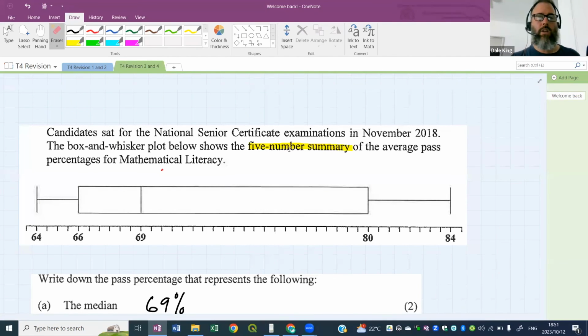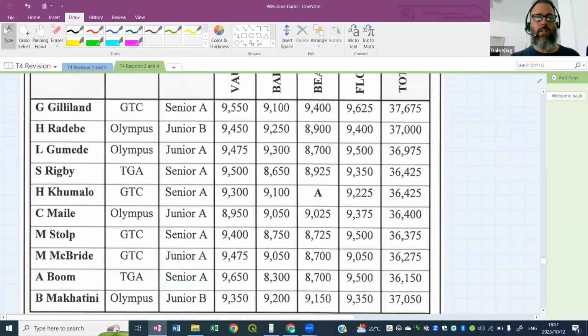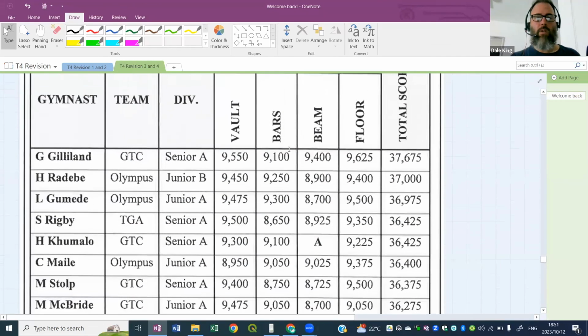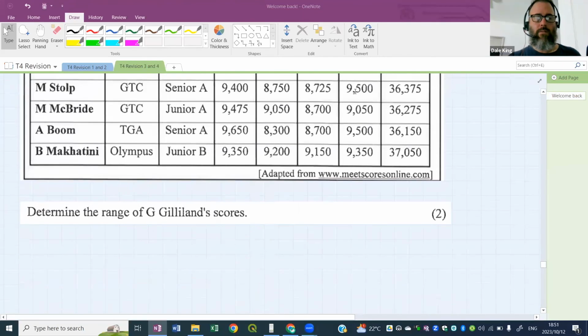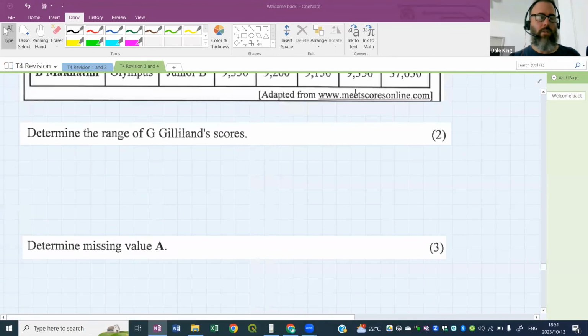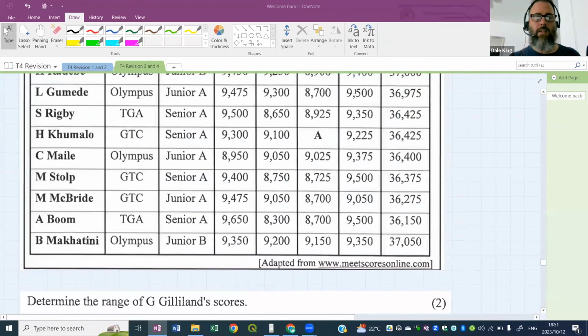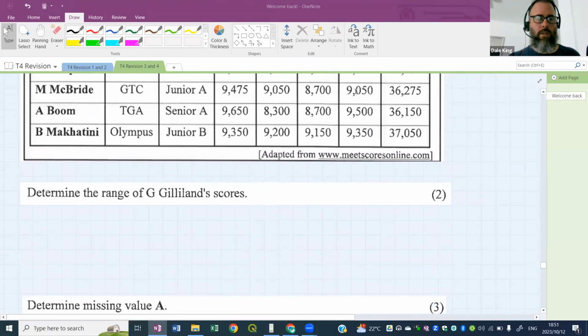Thanks for the question. All right, we're going to quickly go up to the data set here and see if I can pull out one or two interesting questions for you. We're not going to do the difficult ones, we're going to do the easy ones actually. Determine the range. We know how to do range. Determine the missing value A. Let's have a look.